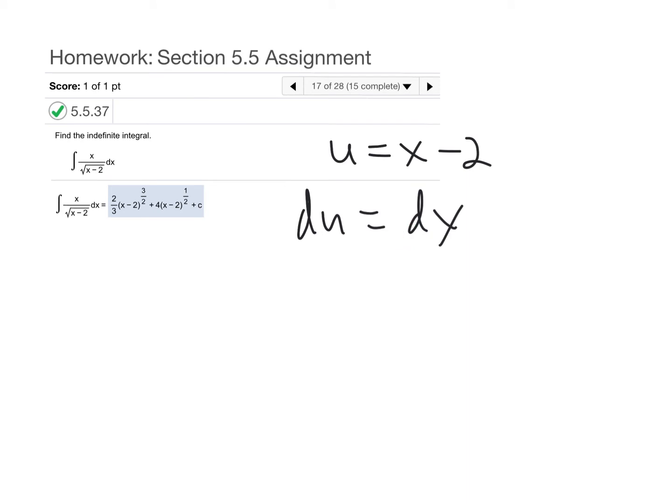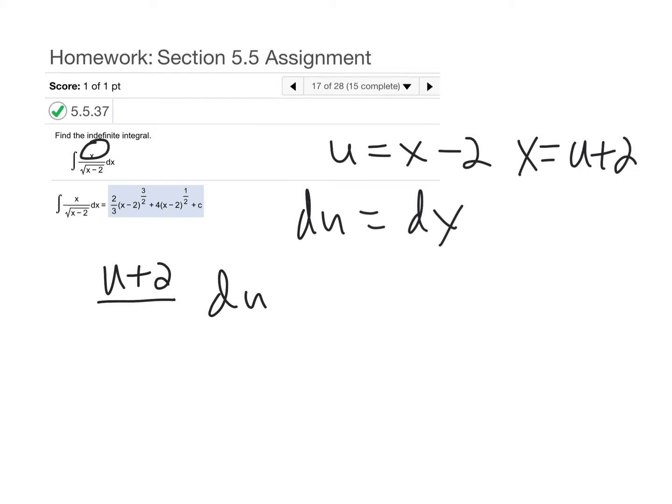So here's the twist. You want to solve this for x. You want to say x equals u plus 2. Move the 2 over to that side. Then what we can do is this: we can say x is equal to u plus 2. We know dx is the same as du. And we've got that square root of x minus 2. We can write that as the square root of u.